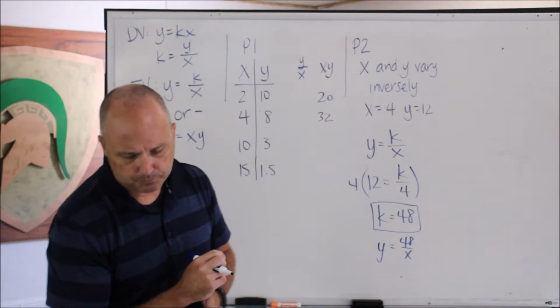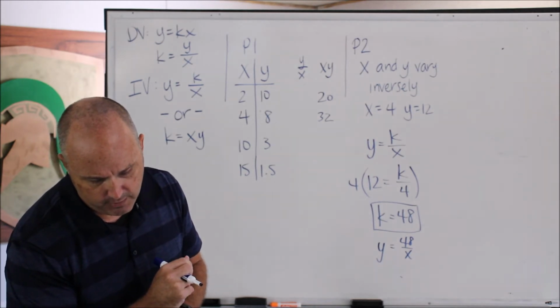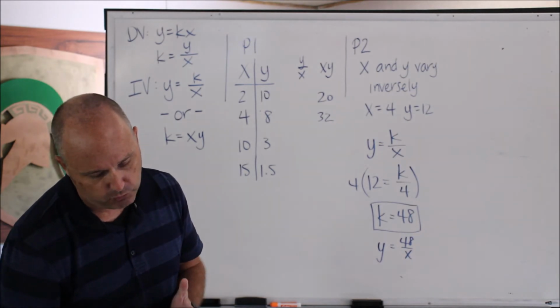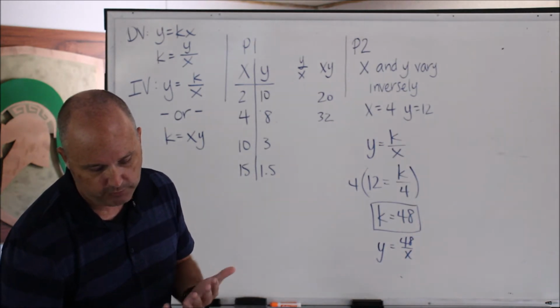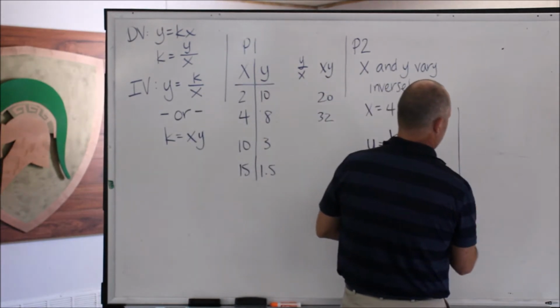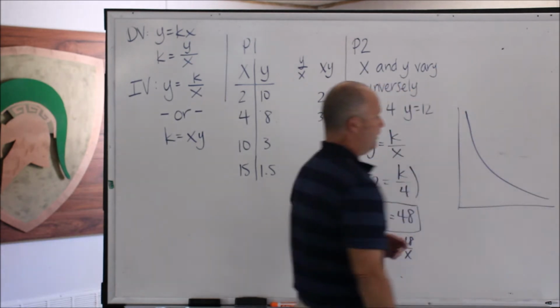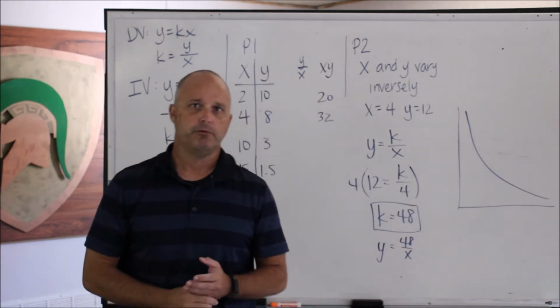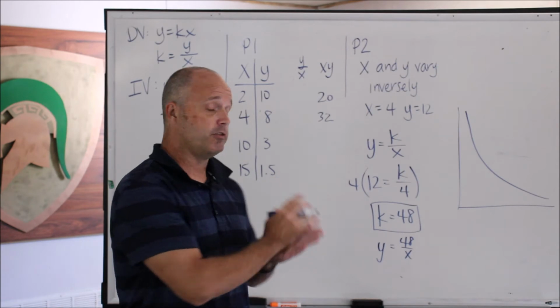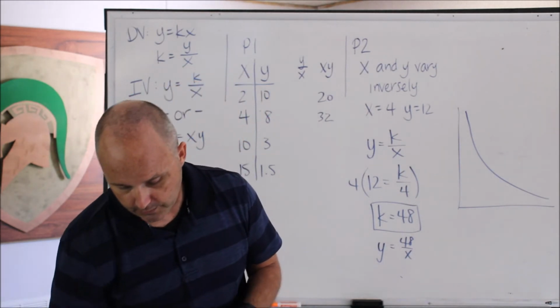In B, we're asked what the graph of this function looks like. So make a table of values and sketch a graph. You're given 3, 16; 4, 12; 6, 8; 8, 6; 12, 4; and 16, 3. You can sketch those onto a coordinate plane, and you end up getting a graph that looks like that. So the inverse variation looks a lot like an exponential graph.